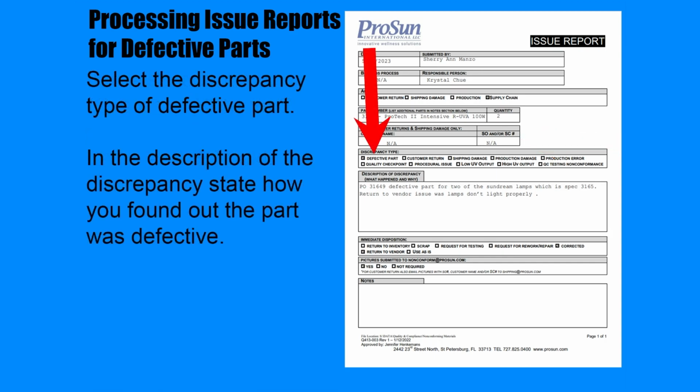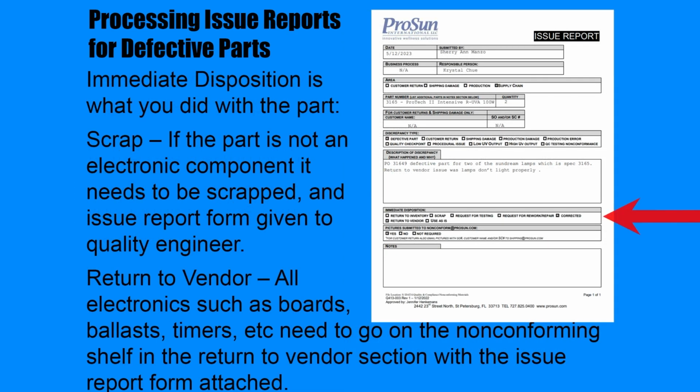Select the discrepancy type of defective part. In the description of the discrepancy, state how you found out the part was defective. The immediate disposition is what you did with the part. If the part is not an electrical component, it needs to be scrapped, and an issue report form given to the quality engineer.